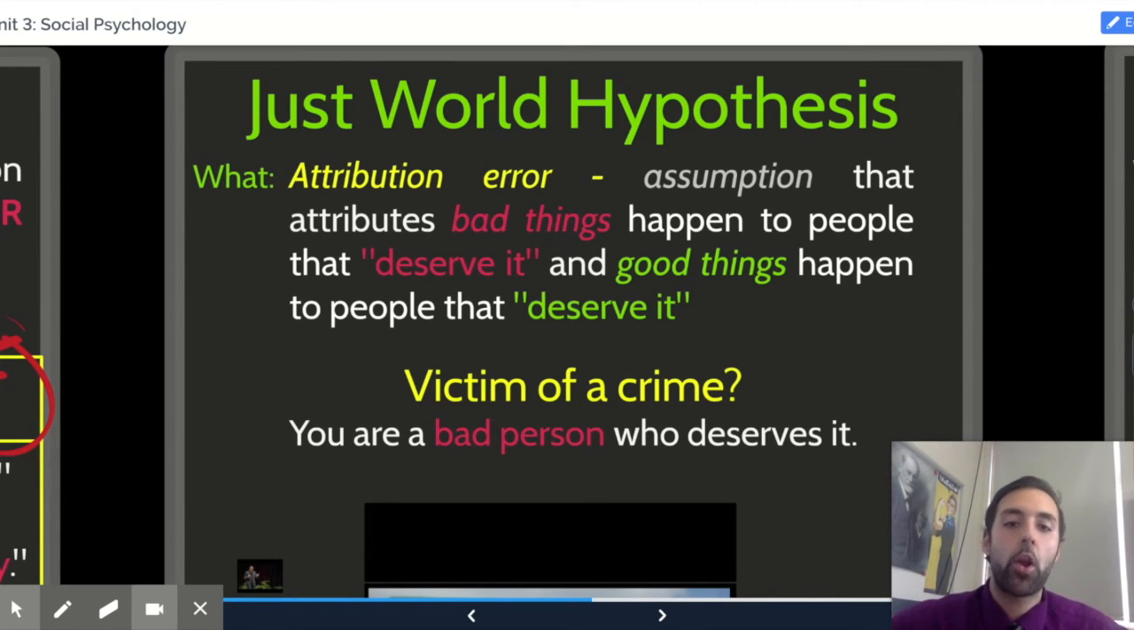There are things that could happen that don't necessarily fall in line with the just world hypothesis, where bad things always happen to people that necessarily deserve them. If you've ever heard the phrase blaming the victim, this is a really great example of the just world hypothesis, sort of this inaccurate assumption.